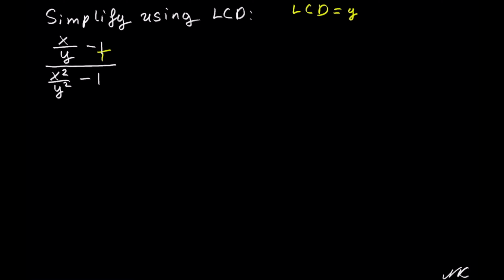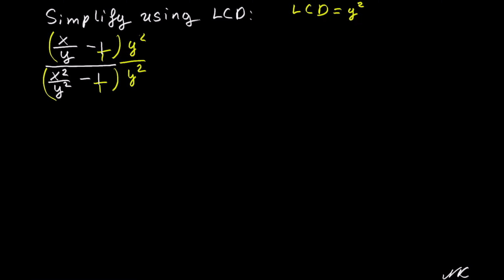Then when we look at the denominator, we have y to the second in the first denominator minus 1, and 1 is over 1, so we need y to the second in the denominator. So our least common denominator is y to the second. To simplify a fraction using the least common denominator, we simply multiply the numerator by the least common denominator and the denominator by the least common denominator. So we are multiplying this fraction by y squared over y squared.